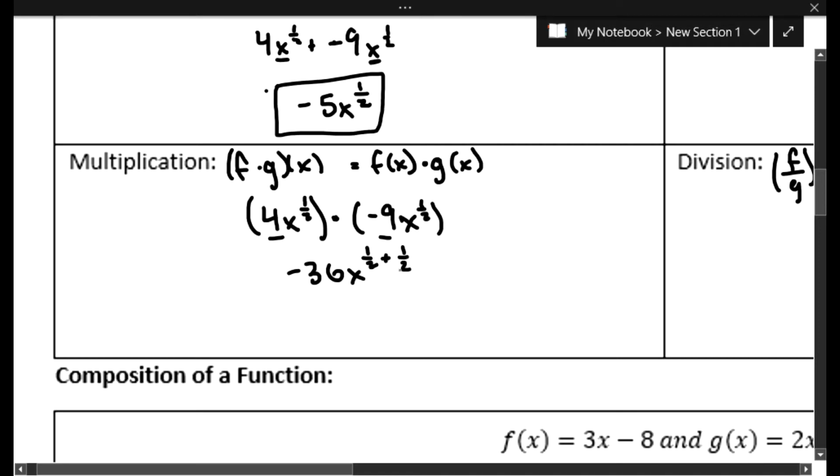1/2 plus 1/2 is 2 halves. Negative 36x to the 2 over 2. Remember, the denominator stays the same. I'm adding the numerators. 2 over 2 is 1. So I'm going to write this as negative 36x to the power of 1. I don't have to write the power of 1.